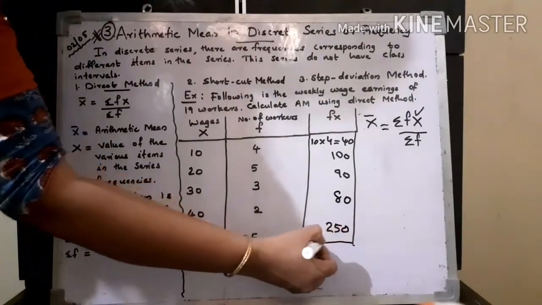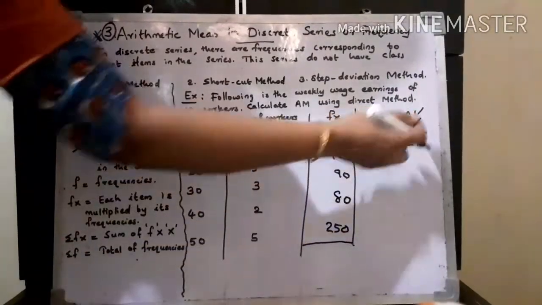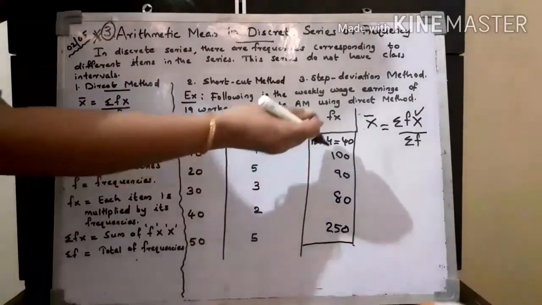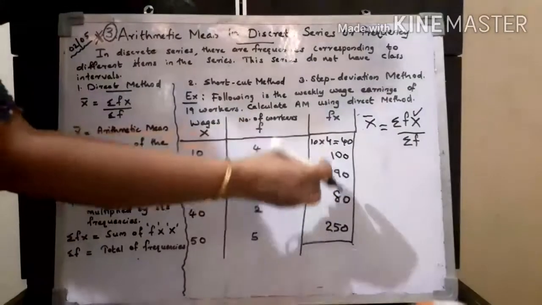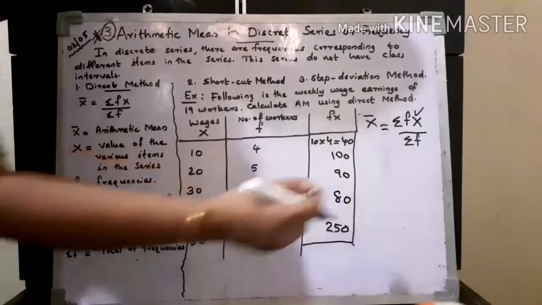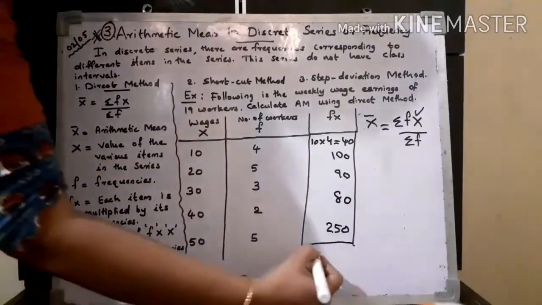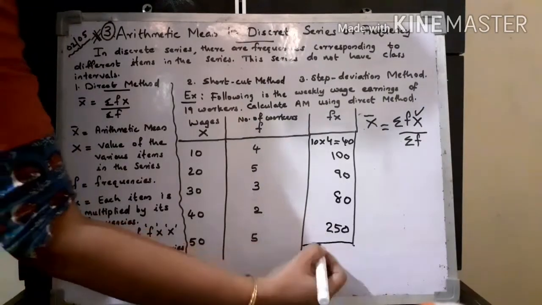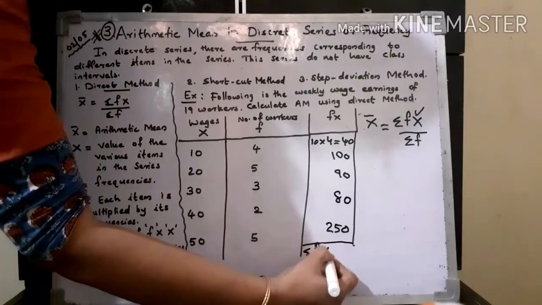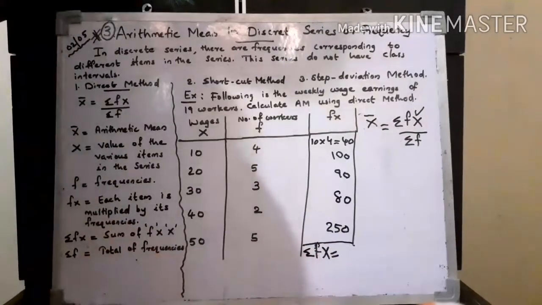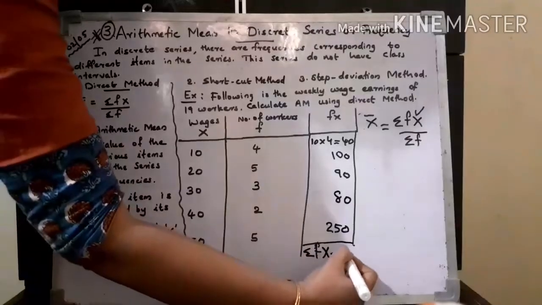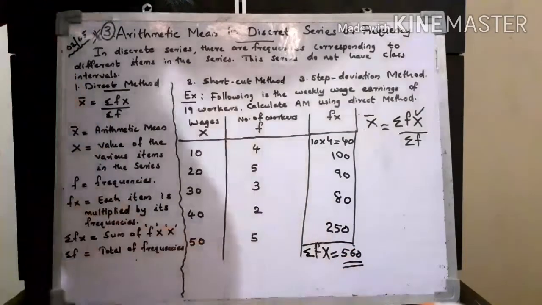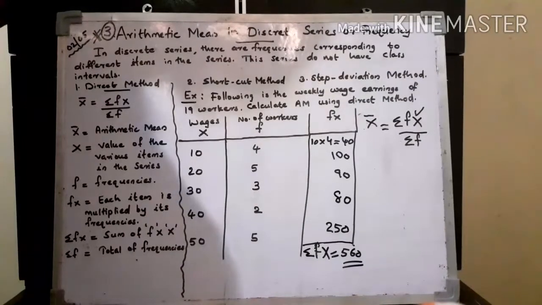Then next, sigma fx. Sigma fx is equal to the sum of f into x. Add all these fx values. Sigma fx is equal to 560.